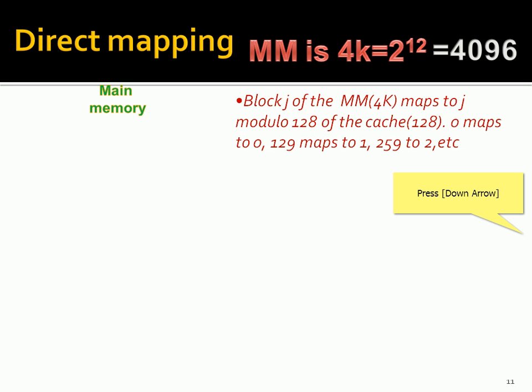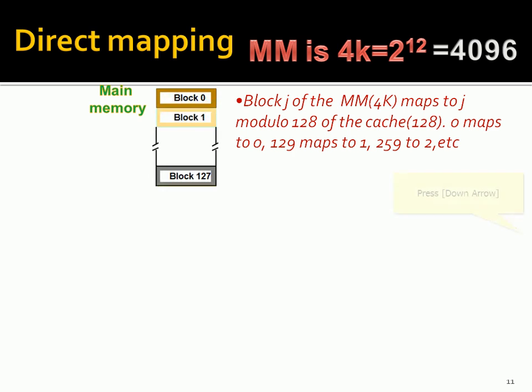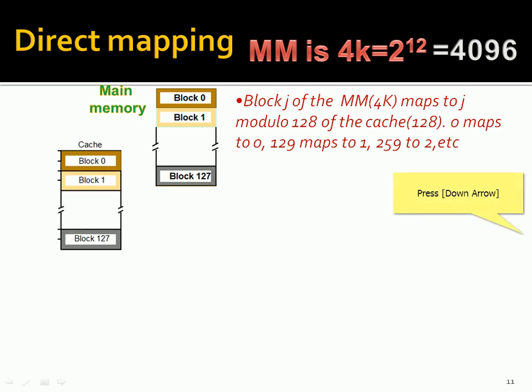So let's see how we can organize the main memory of 4096 blocks, that is block 0 to 127. There is a cache memory of 128 blocks, 0 to 127. 128 is 2 power 7, so 7 bits are required to identify these blocks. So block 0 will go to cache block 0, since 0 mod 128 is 0. So it will go there.